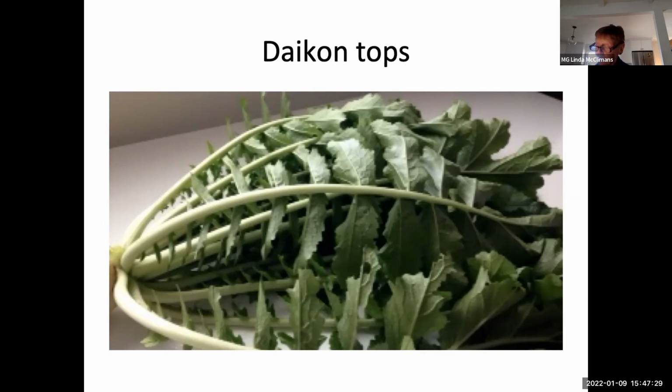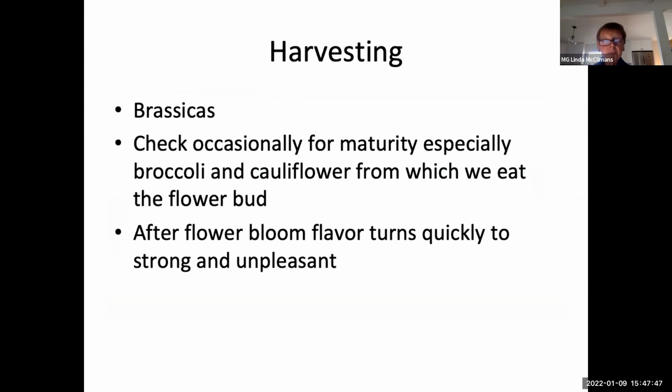In addition to the things I have shown you so far, you also might be harvesting beets, Brussels sprouts, kohlrabi, and these plants you would have planted in the early fall or in the late summer. Harvesting brassicas. So we're talking broccoli and cauliflower here. You want to check those plants occasionally for maturity, because what you're actually eating is the flower bud. And if the flower bud turns to flower, the flavor turns quickly from pleasant to strong and unpleasant.